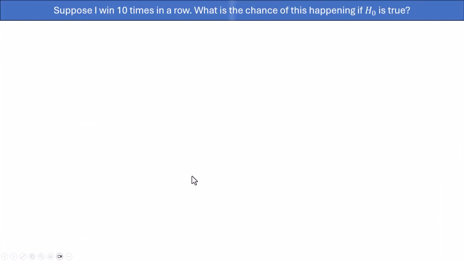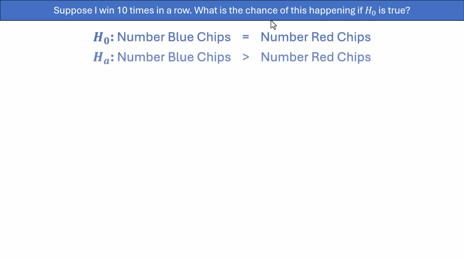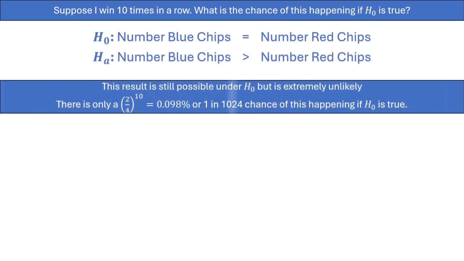But let's say we continue, and let's say that I win 10 times in a row. So what is the chance of this happening if I really was telling the truth? If it really was an equal chance of having a blue or red chip drawn out of the bag, what's the chance of me winning 10 times in a row? So again, here are our 2 hypotheses. This is still possible under the null hypothesis, but now it's getting to be extremely unlikely.